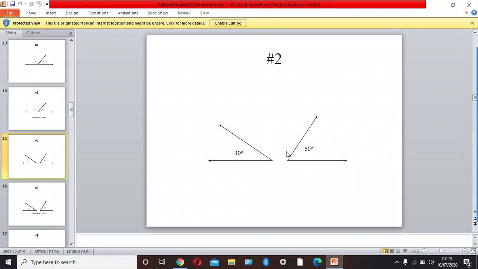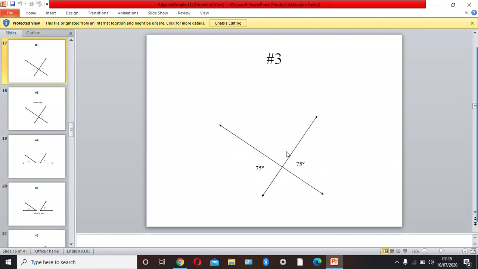Question 2. Look at this. 30 degrees plus 60 degrees will add up to 90 degrees, giving you what? Complementary angles. Look at this. What will you call these angles? Look at the line of intersection making this opposite to this. So what do we call these? Vertical angles.